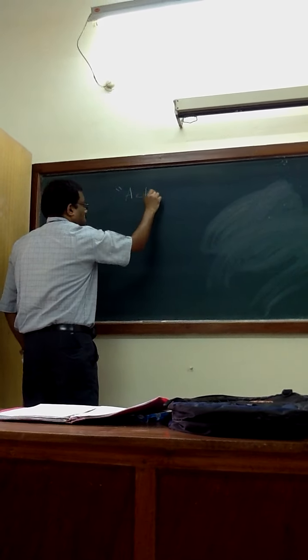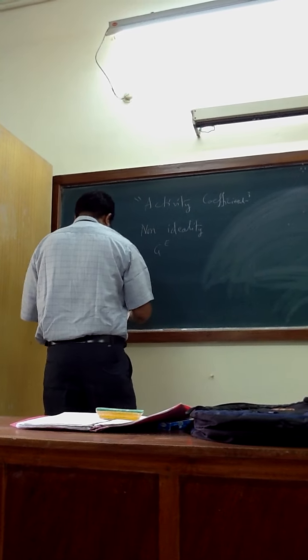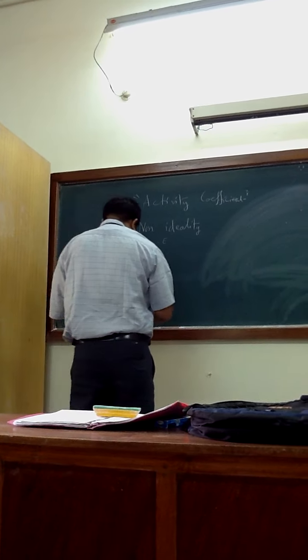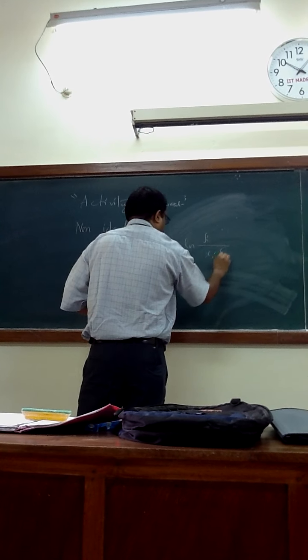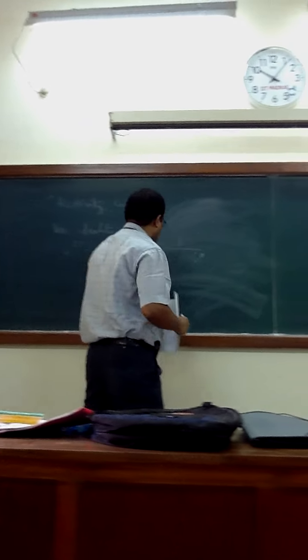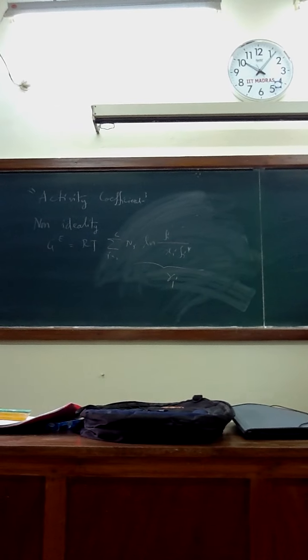Activity coefficient is the non-ideality of the solution, and we have defined G excess, the excess free energy, which is RT summation i equals 1 to C Ni ln (fi / (xi fi star)), and this is denoted as gamma i, right? The activity coefficient is denoted as gamma i.